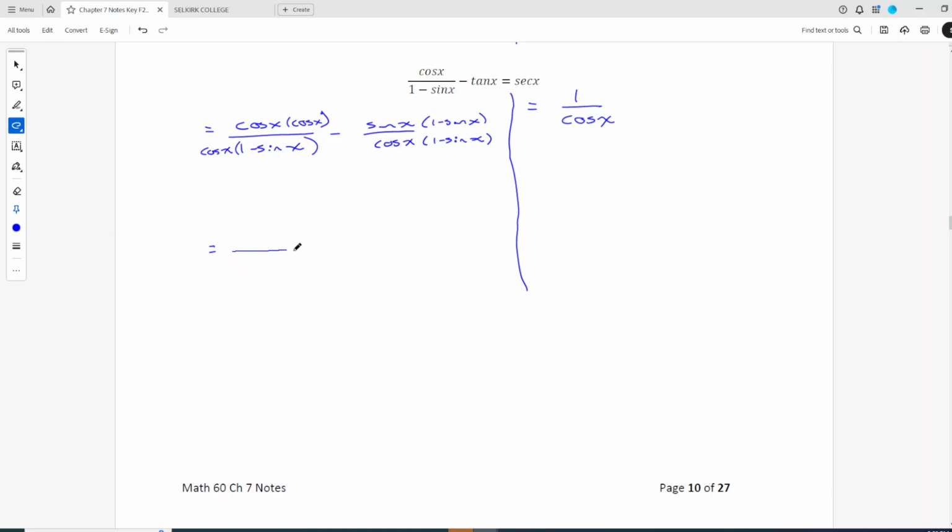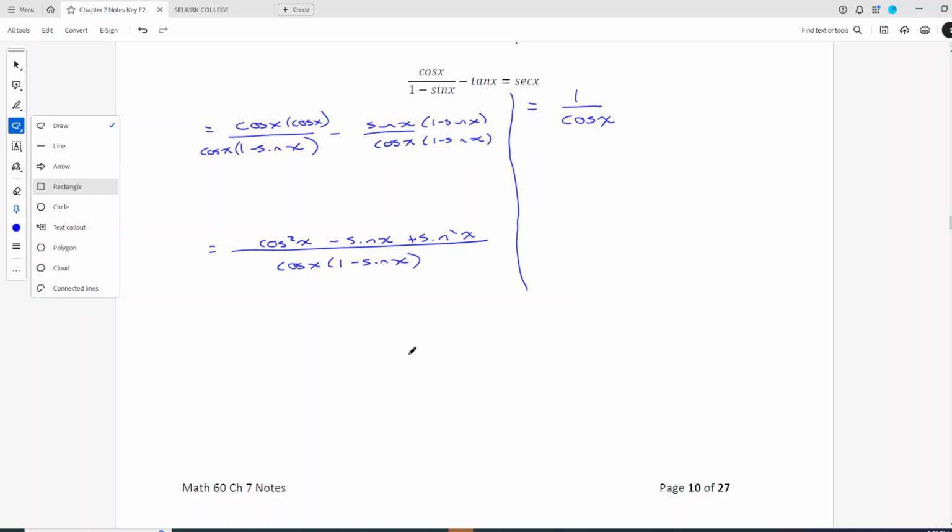So now I have a common denominator of cos x times 1 minus sine x. And in my numerator, I have a cos squared x, and then I'm going to multiply this one through. So minus sine x plus sine squared x. Now what? What do you notice?